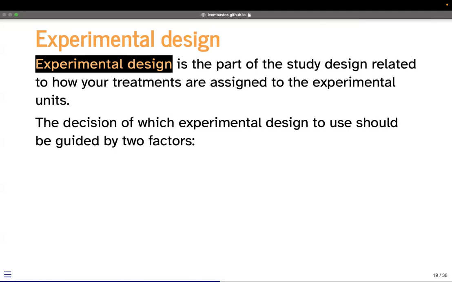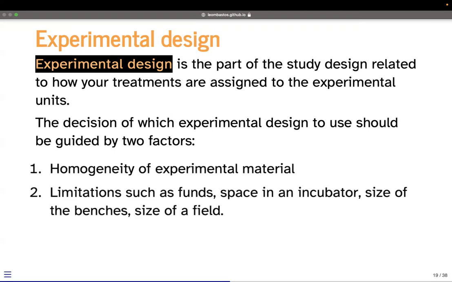Now, what is the use of the experimental design? This is where we're going to understand our experimental material homogeneity. And if it's not homogeneous, then we should use experimental design to address that lack of homogeneity. Right, and not just homogeneity, but also limitations.